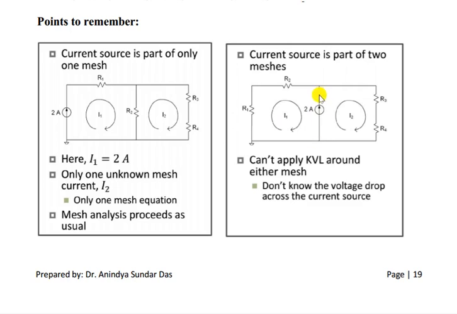That means for the current source, at this top node or at the bottom node, 2 ampere current is going up. Now here I2 is going up, so I2 minus I1 equals 2 ampere. That is the auxiliary equation or extra equation that we got. So this is the technique known as mesh analysis with super mesh analysis, if there is a current source common to or part of two meshes.